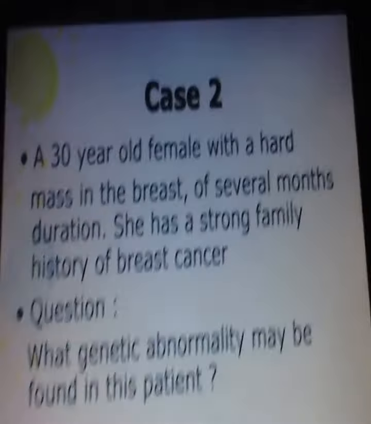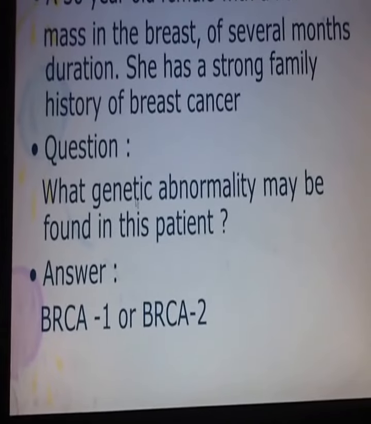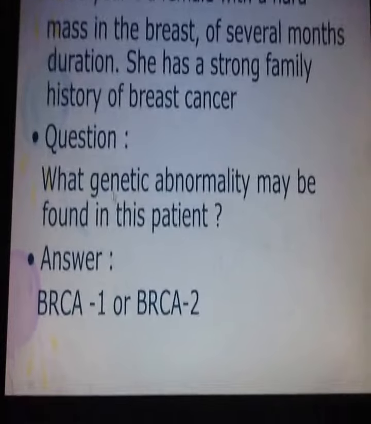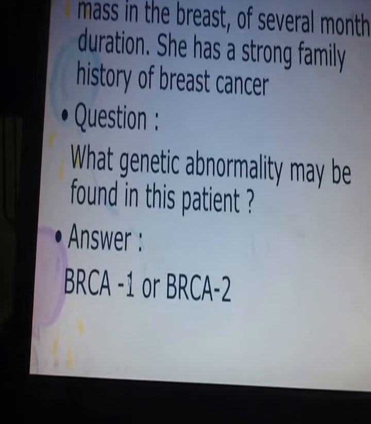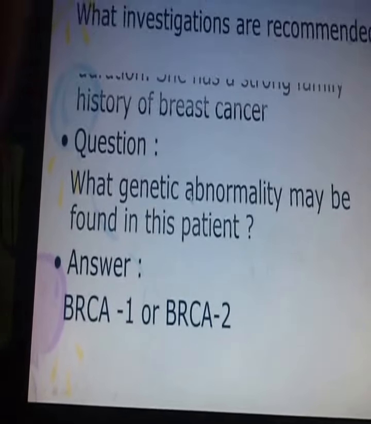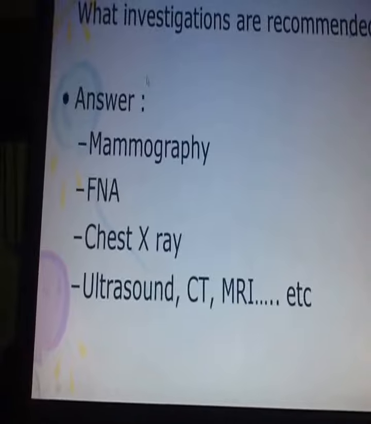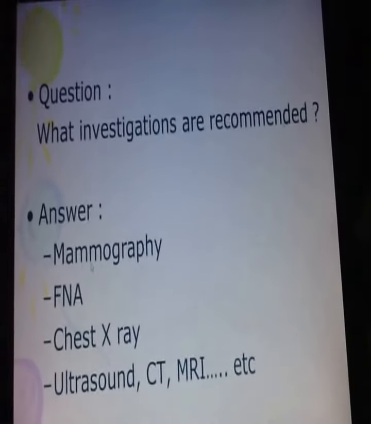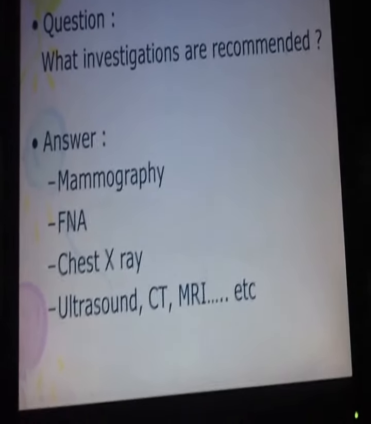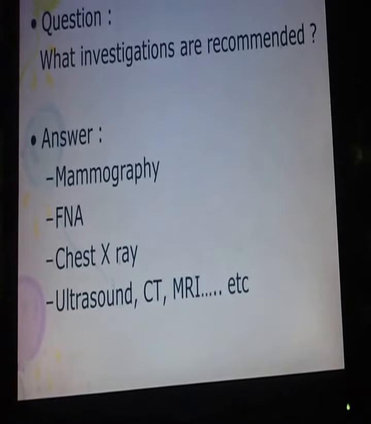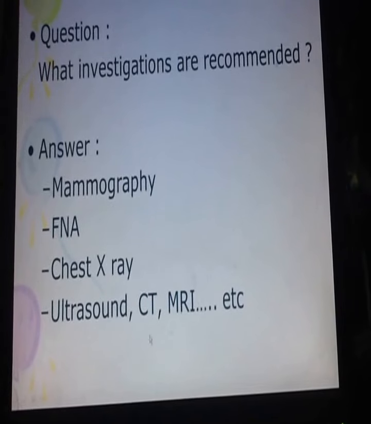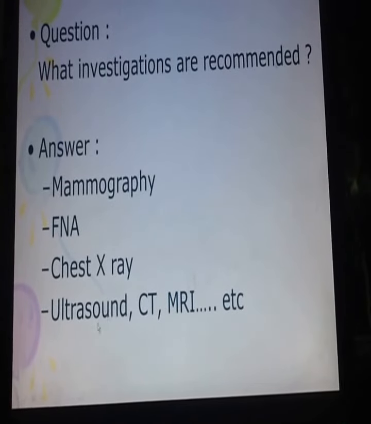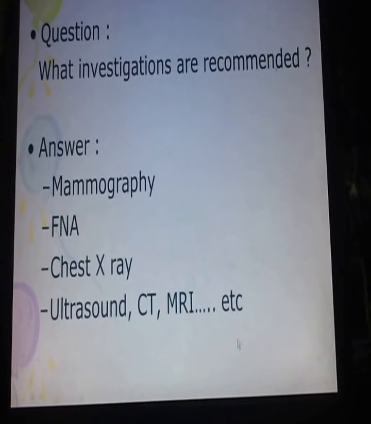So we have some genetic abnormalities associated with breast cancer, which are the genes BRCA1 and BRCA2. Either of those might be involved. Investigations done. This patient underwent mammography, FNA, fine needle aspiration, chest X-ray, ultrasound, CT, and MRI. Chest X-ray, ultrasound, CT, and MRI were done to assess if there is any metastatic lesions in other sites of the body.